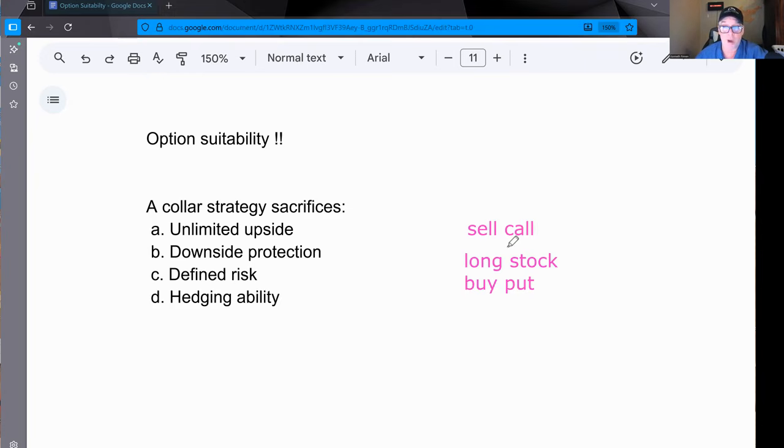So you're giving up your upside because once the stock goes above the call strike, you have to sell it. So you're giving up your unlimited upside from owning stock. Like if you just do a protective put, you have unlimited upside, but you have to pay for the put. So here you get rid of the cost. Number one. Good stuff. Let's get on.